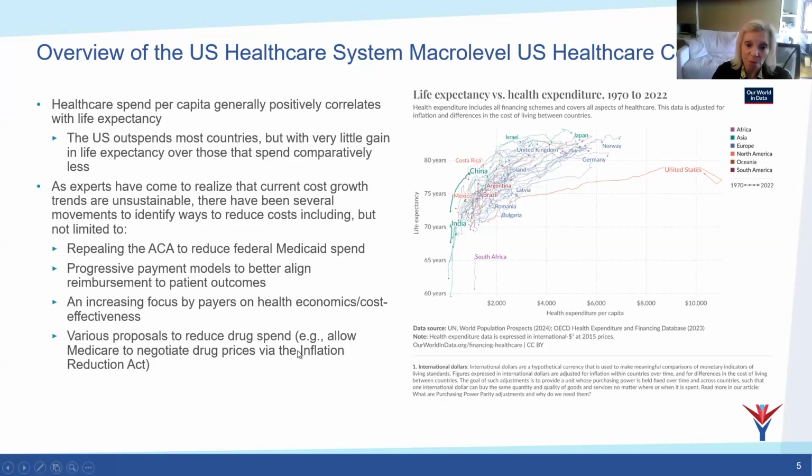And there are various proposals to reduce drug spend. And most recently, successfully, the Inflation Reduction Act allowed Medicare to negotiate drug prices for the first time. And it really was ridiculous that Medicare, that has so many patients enrolled in it, was not allowed to negotiate drug prices for the elderly.